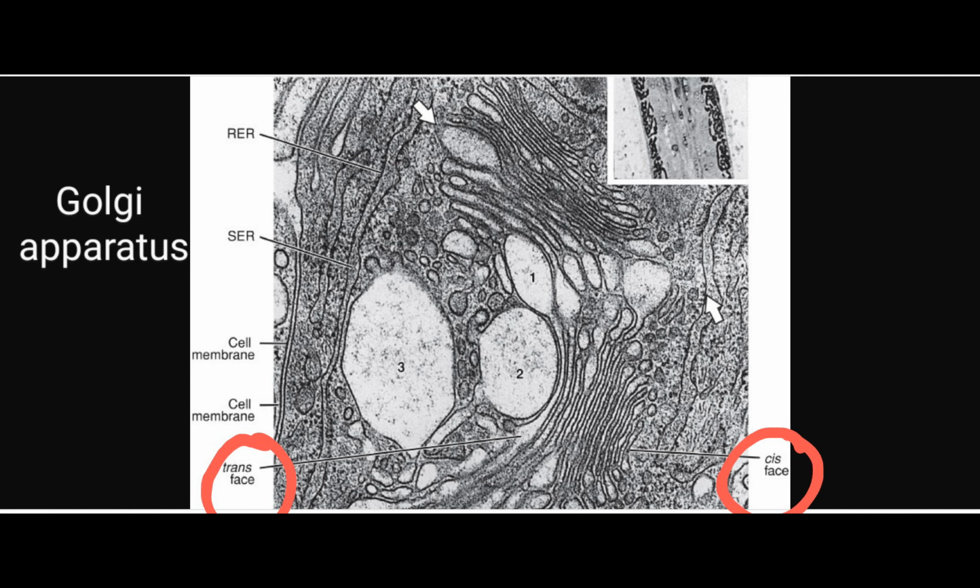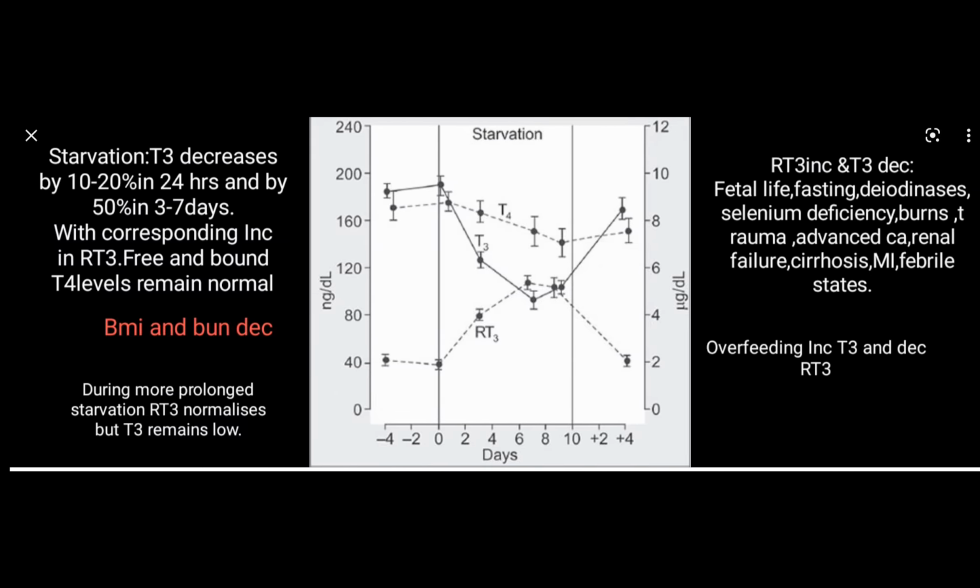So, how can we identify the cis face? C is a small letter, so on the cis face, the plates are small, and on the trans face, T is a larger letter, so on the trans face, we have the larger plates of the Golgi apparatus.